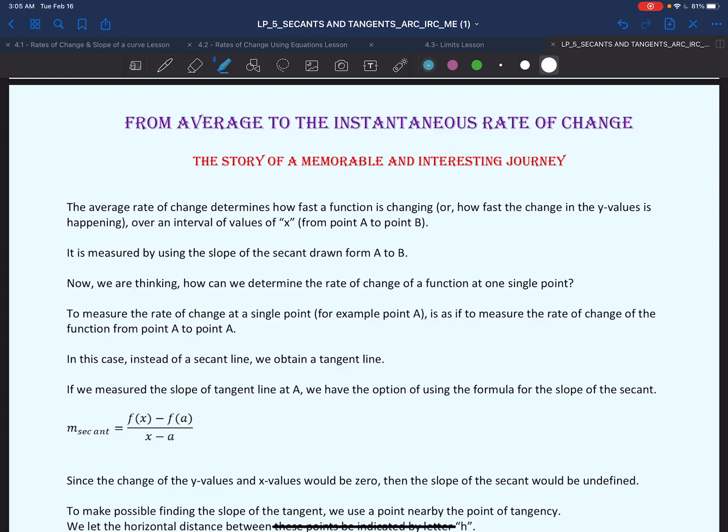Welcome back to Lesson 5, Part 2. Our focus will be on instantaneous rate of change. Now, in Part 1, we took a look at the average rate of change and we said that it helped us determine how fast the y values were changing over a specific interval within the domain of a function.